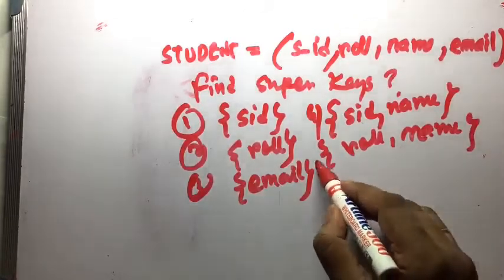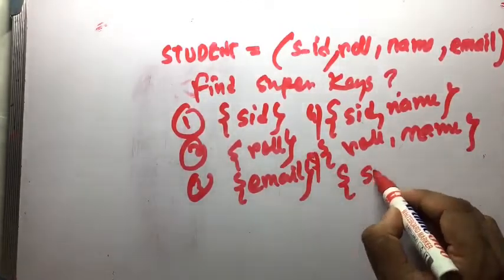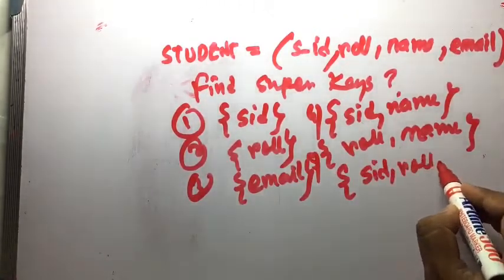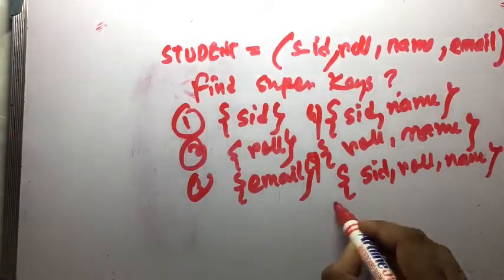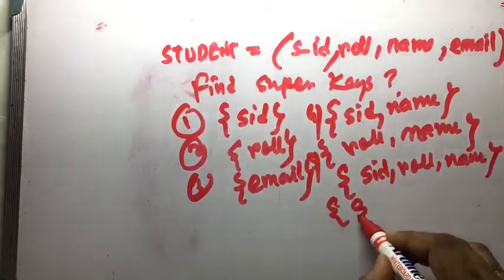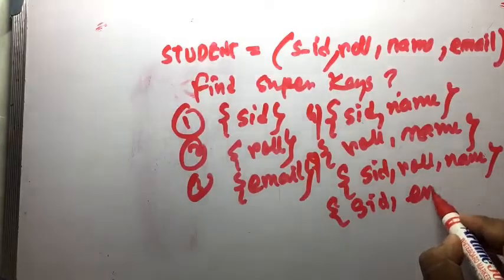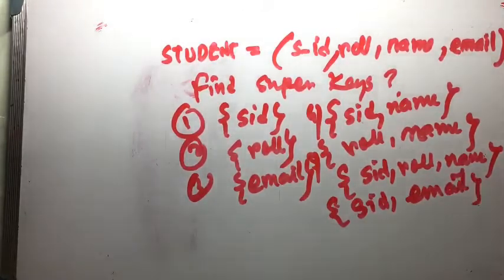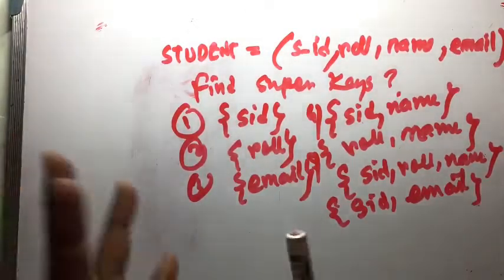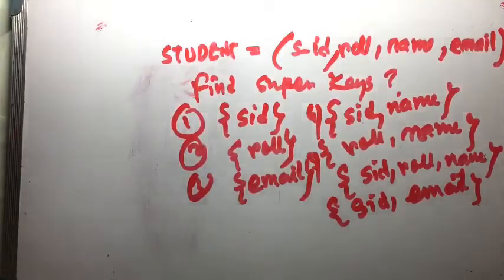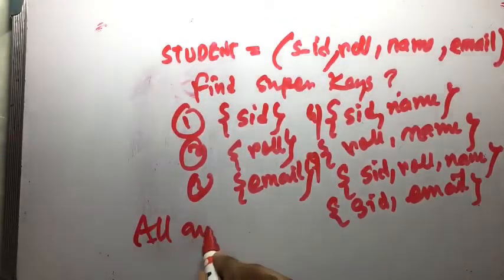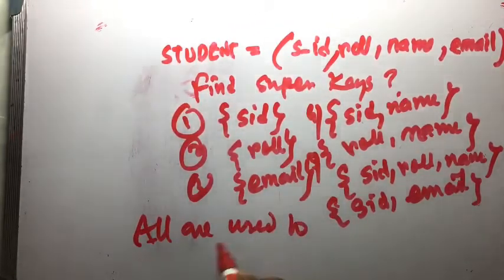So there are many possibilities of super keys. SID comma roll comma name can be a super key. SID comma email. So there are many super keys. Email comma name. You can write many super key combinations. All of them uniquely identify each row of the table, so all are super keys.